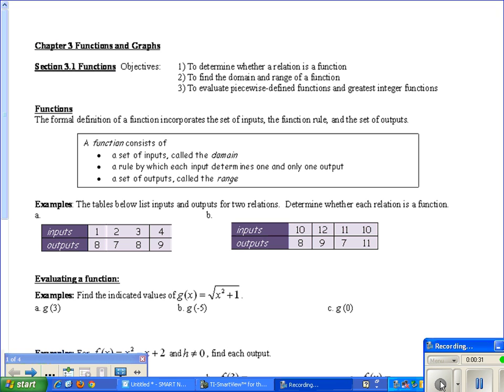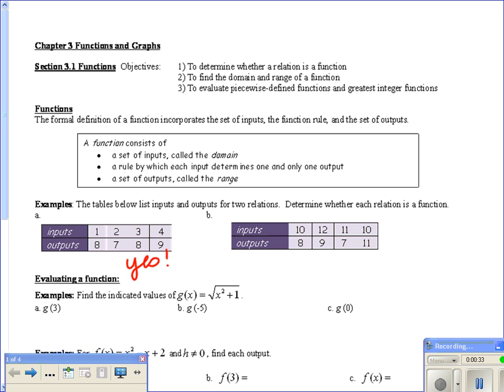For a, I know this is a function, and again, how do I know that? Because I have no repeating x values, or for every input there's one and only one output. For b, I know this is not a function because I have two of the same x values with different output values, so this is not a function.